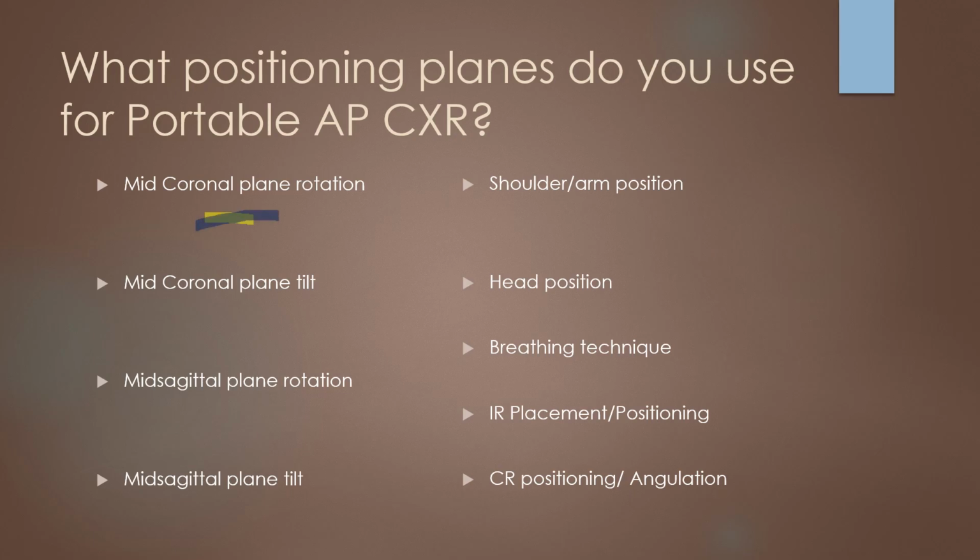That would mean our mid-coronal plane tilt, we would want to make equidistant, our mid-coronal plane equidistant to the image receptor. Our mid-sagittal plane should be perpendicular to our image receptor with no mid-sagittal plane tilt, meaning that the long axis of the mid-sagittal plane should be perpendicular and in line with the long axis of the image receptor.